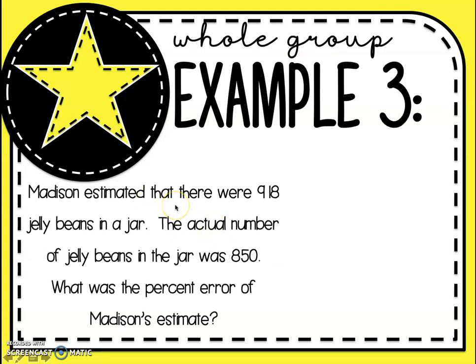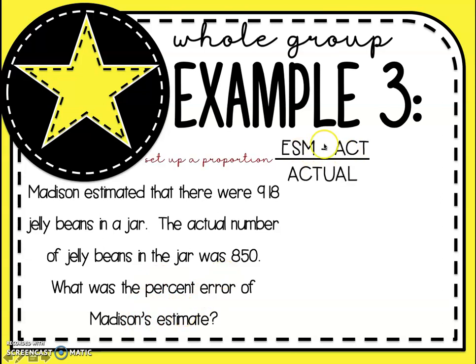Madison estimated that there were 918 jelly beans in a jar. The actual number of jelly beans in the jar was 850. What was the percent error of Madison's estimate? So let's set up our proportion. We have our estimated minus the actual over the actual, set equal to some percent over 100. Let's fill in what we know from our problem. We know that the actual number of jelly beans was 850.